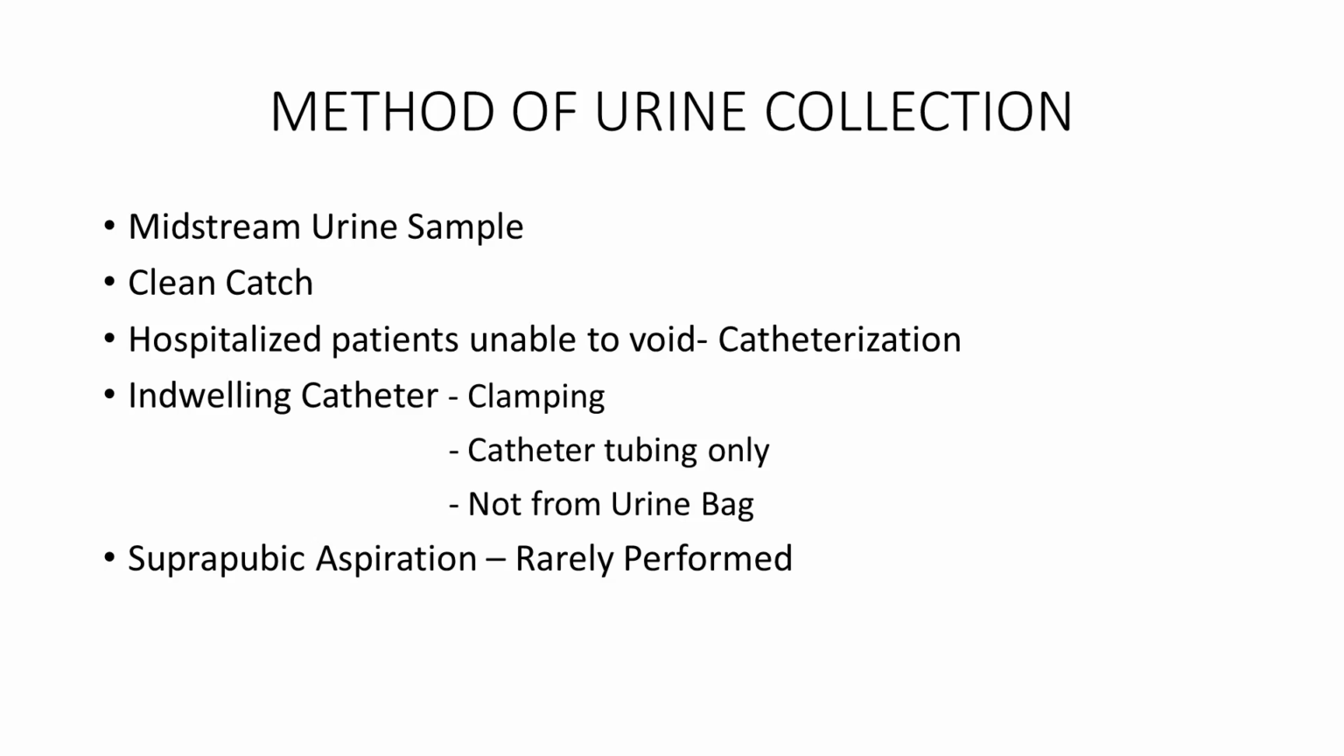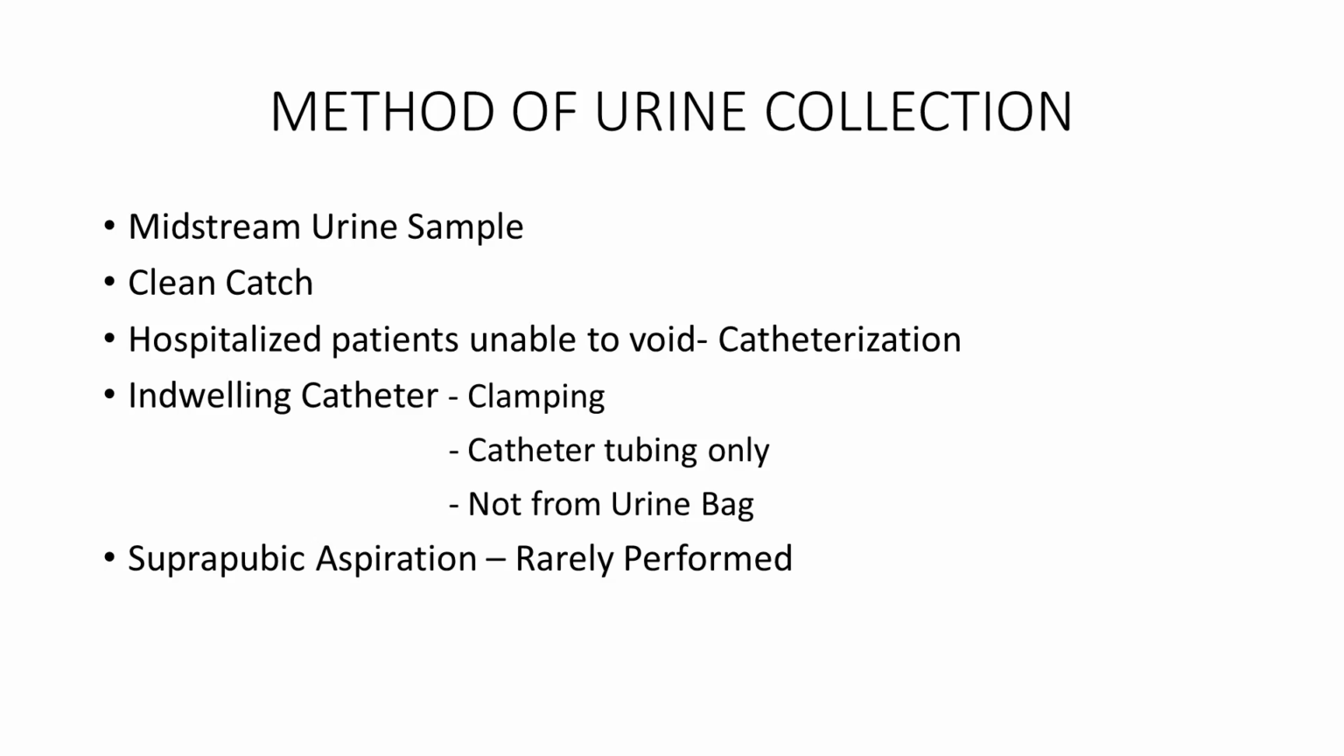In hospitalized patients who are unable to void, we catheterize the patient and take the samples for urine analysis. We clamp the catheter. We do not take urine from the catheter tubing. It should only be taken from the catheter and not from the urine bag also, not from the urine tubing. It should be taken from the catheter. The catheter is connected to the urine tubing, and we disconnect it, take the urine sample, and then reconnect it.